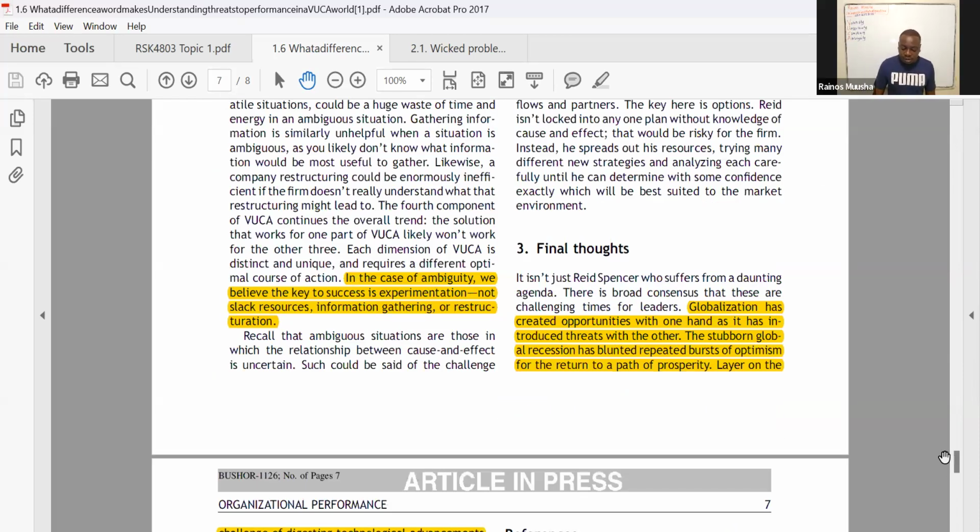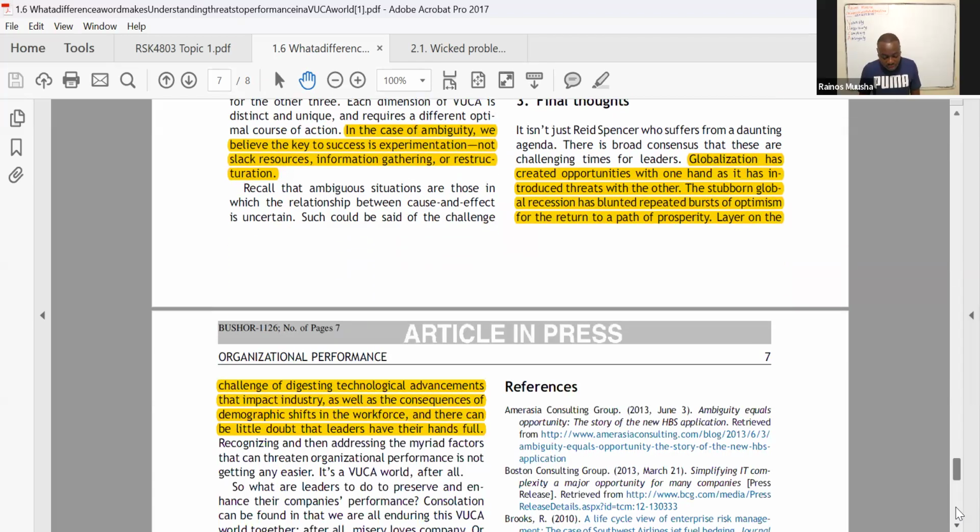As a final thought from the author of the article, they say globalization has created opportunities. With one hand, it has introduced threats with the other. The stubborn global recession has blunted repeated bursts of optimism for the return to a path of prosperity. So layer on the challenge of digesting technological advancements that impact industry, as well as the consequences of demographic shifts in the workforce, and there can be little doubt that leaders have their hands full.